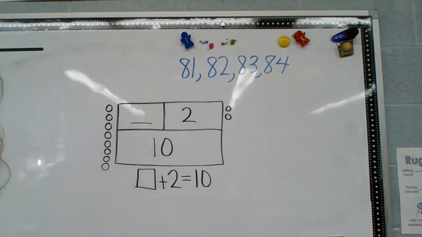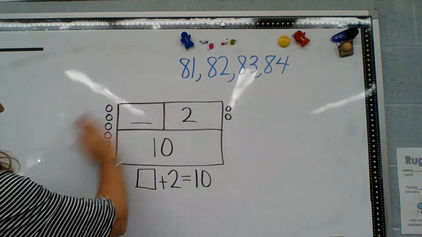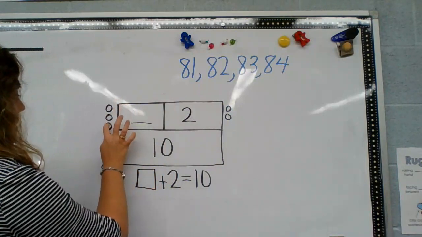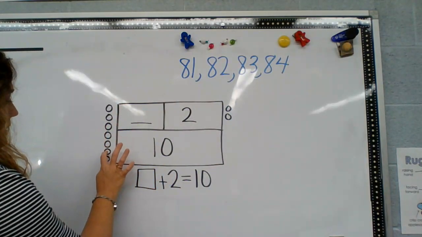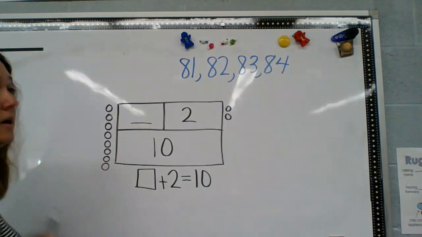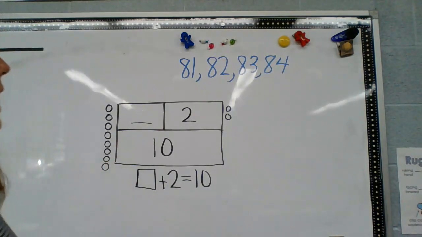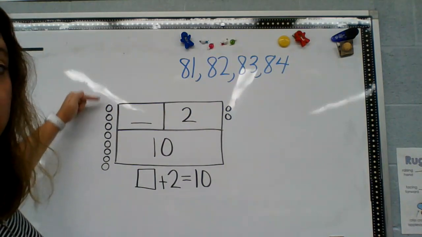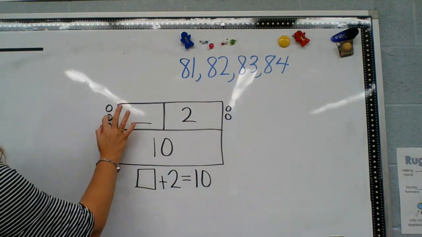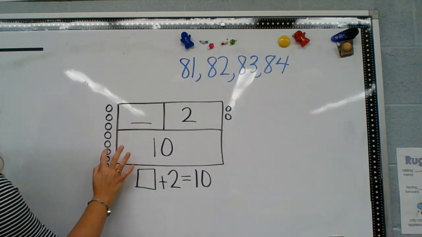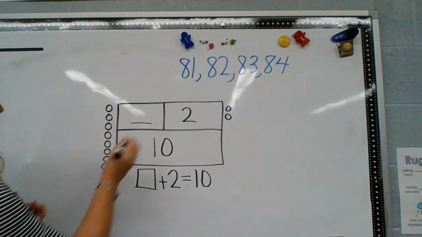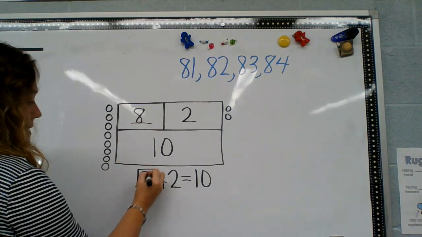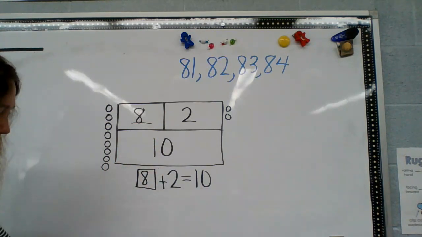This time I drew them all down. I'm going to make sure I have 10 all together. 1, 2, 3, 4, 5, 6, 7, 8, 9, 10. I have 10 all together. I already know there's 2 here, so now I just have to count however many are here. 1, 2, 3, 4, 5, 6, 7, 8. 8 plus 2 equals 10.